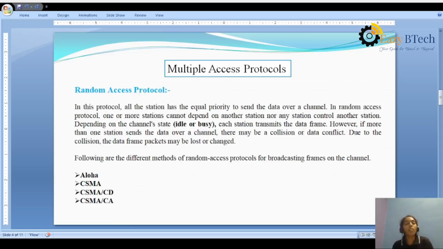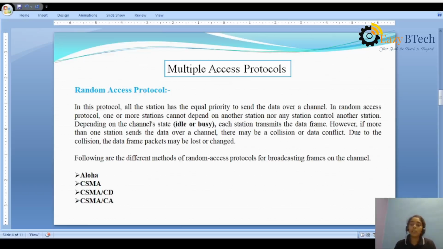However, if more than one station sends data over a channel, a collision or data conflict may occur. In this case, our particular data frame will be damaged. So we have different types of random access protocols to avoid this type of collision: Aloha, CSMA, CSMA/CD, and CSMA/CA.